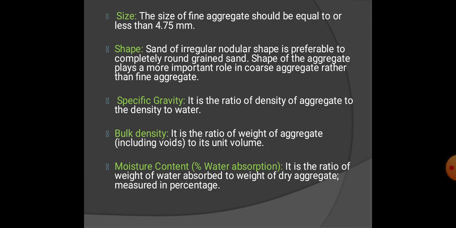Then the next point is moisture content. Moisture content means water absorption, that is the percentage of water absorbed. So generally for sand water absorption is negligible, so it is desirable that water absorption should be kept minimum. It is the ratio of weight of water absorbed to the weight of dry aggregate, and it is measured in percentage. So mostly in sand water absorption is minimum.